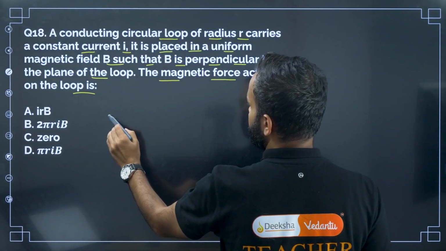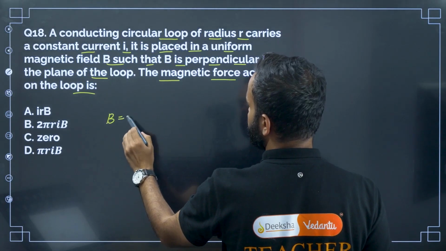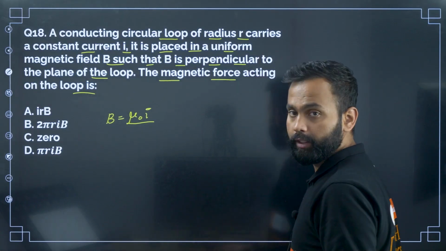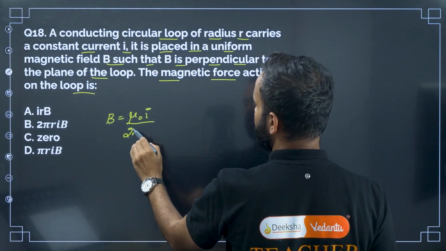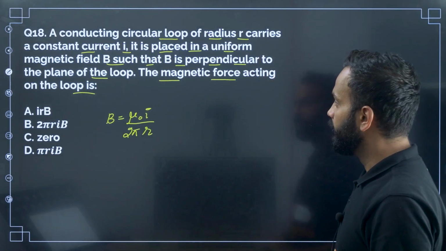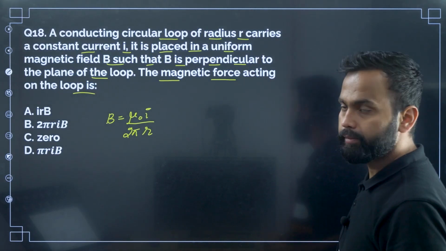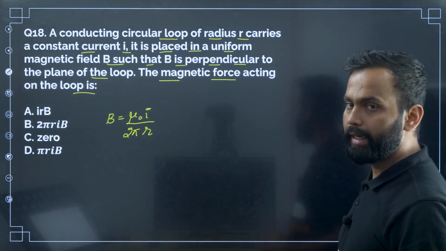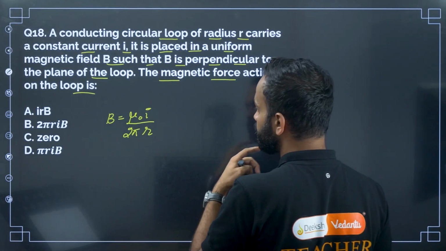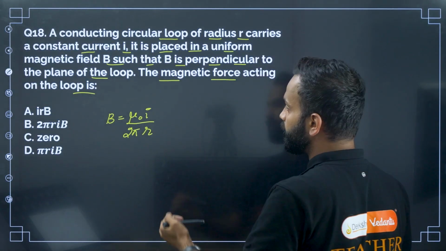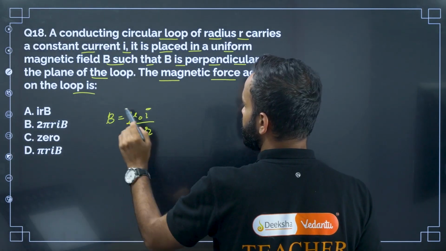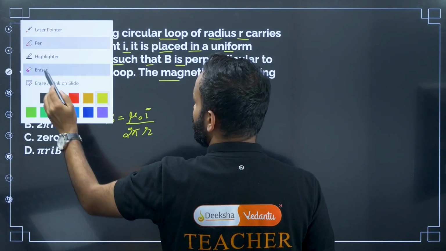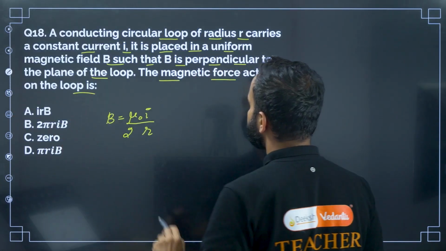Here the magnetic force F is equal to mu naught I. The magnetic field due to the loop is equal to mu naught I divided by 2 pi r, isn't it? So it carries a current I, right? Then it is placed in a uniform magnetic field. So this is the magnetic field due to the circular loop at its center, mu naught I divided by 2r.